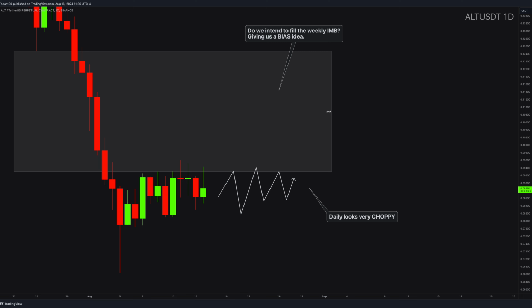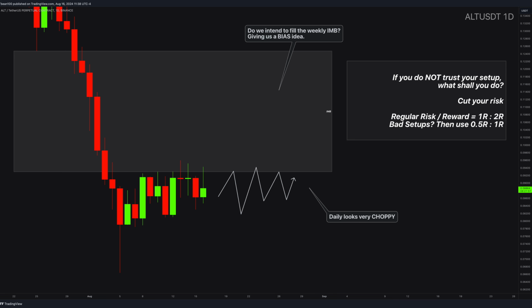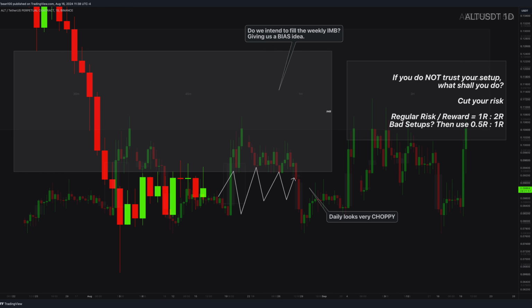When you see a chart like this one, with really ugly candlesticks, what shall you do? The answer is very simple. Reduce your risk. If you normally risk 1%, drop your risk to 0.5%. If you risk $100, drop your risk to $50. Very basic math. Cut your risk in half.